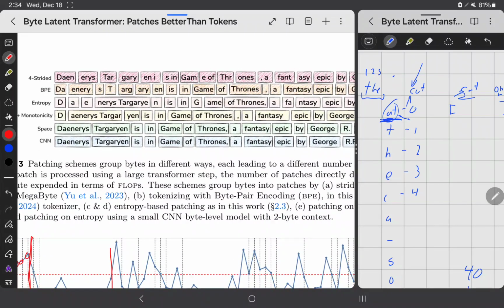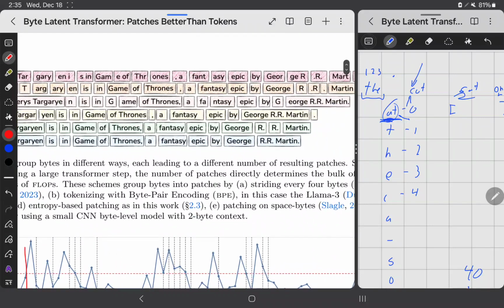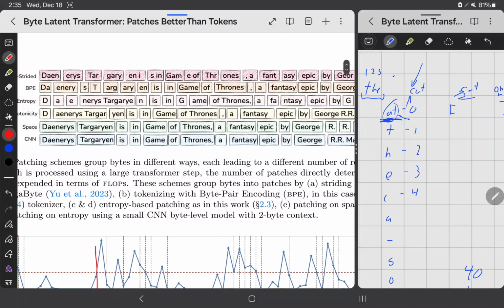This dynamically allocates compute and batches together bytes that are easy to predict, given one byte that is hard to predict. So that's the intuition: batch a bunch of easy bytes together that are easy to predict, because they can all be one token.